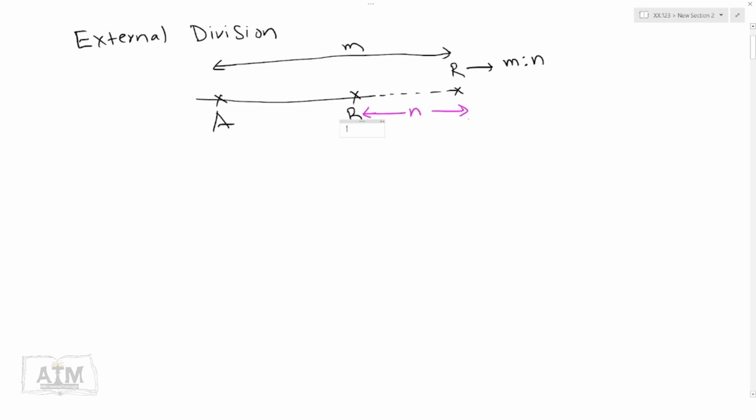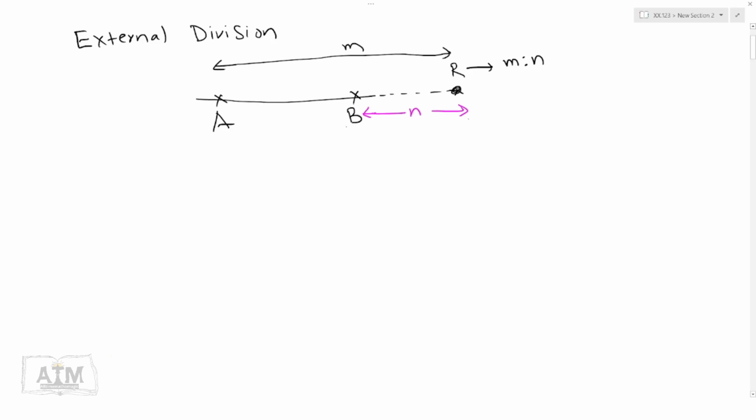There is one more type of division called external division. Here we have two points, point A and point B, and R is dividing the join of AB in the ratio m:n. That means the distance AR equals m and the distance BR equals n. So R is dividing externally because it is outside the join of AB. Therefore it is called external division. And the ratio is m:n.